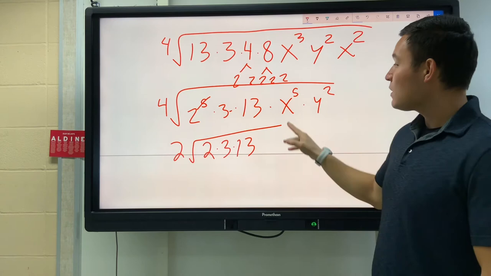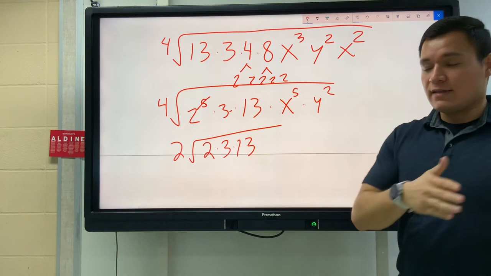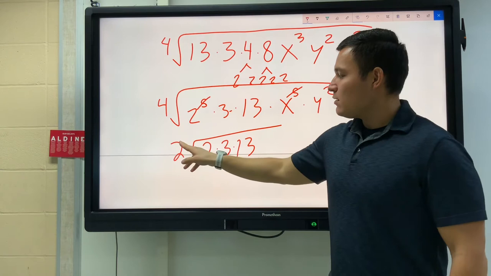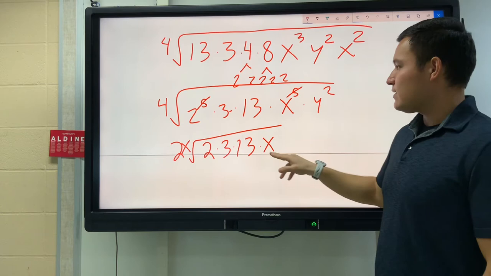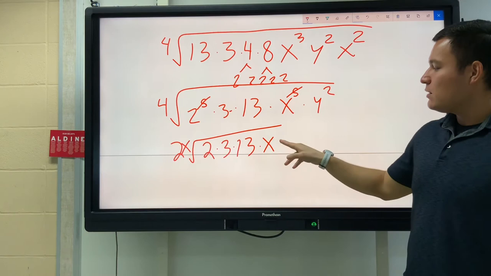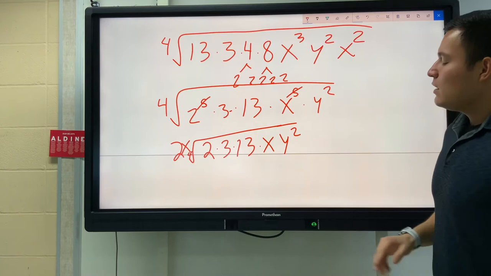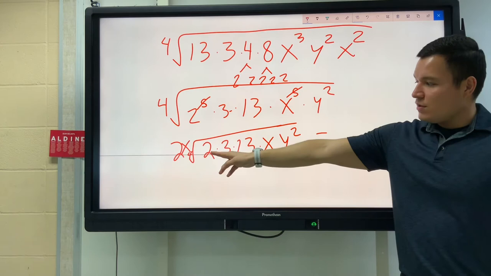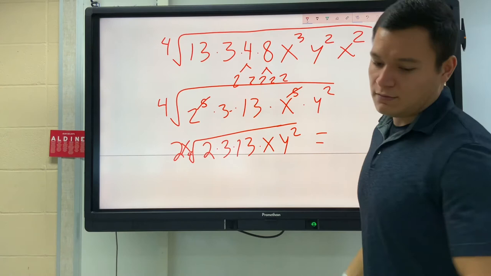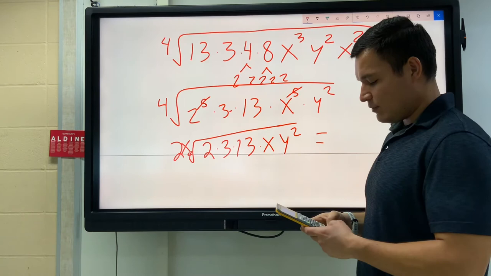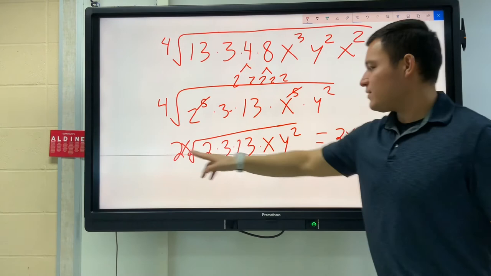X to the 5th power. That's x, x, x, x, x. There's 5 x's. So I can take 4 of these and take them out as a single x. And that's going to leave a single x inside. Y squared is not large enough to be removed from this radical. So I'm going to have to keep the y squared inside. And this was a fourth root. Let's combine these regular numbers by multiplying them. 2 times 3 makes 6. 6 times 13 is 78. So the 2x was outside. We have the fourth root of 78xy squared.